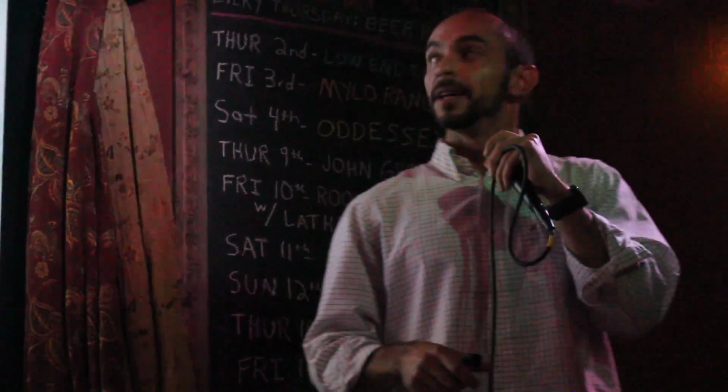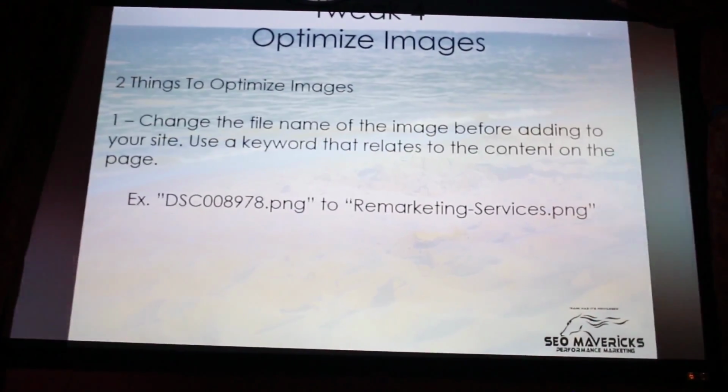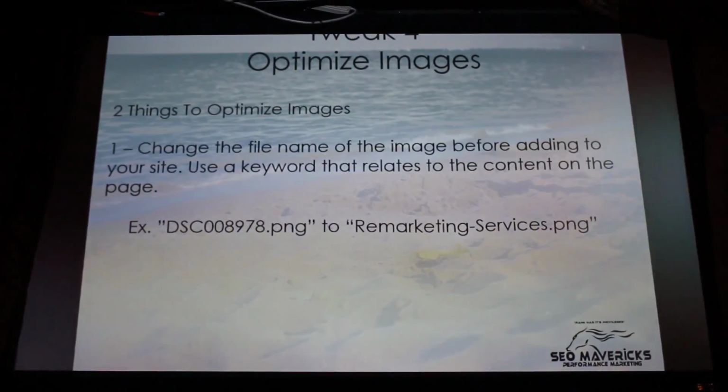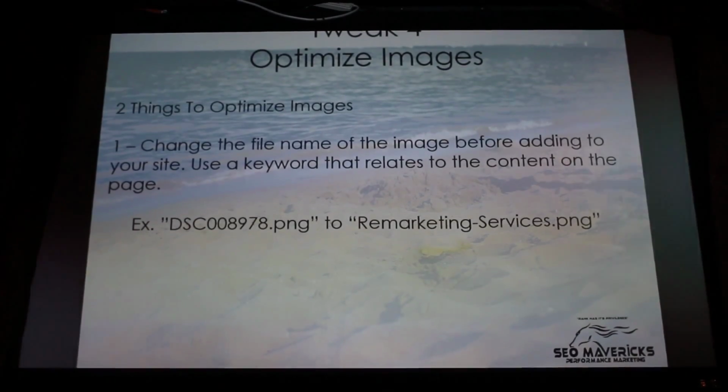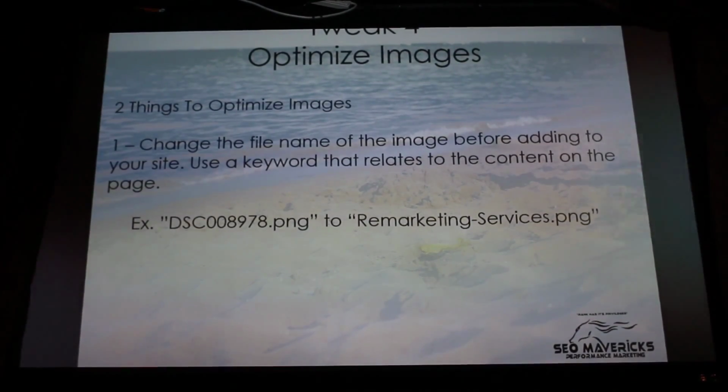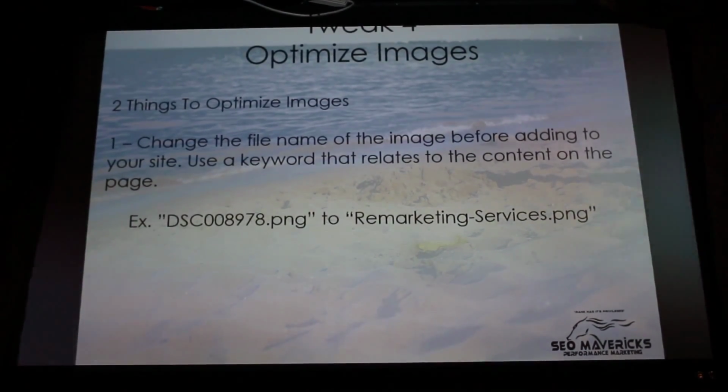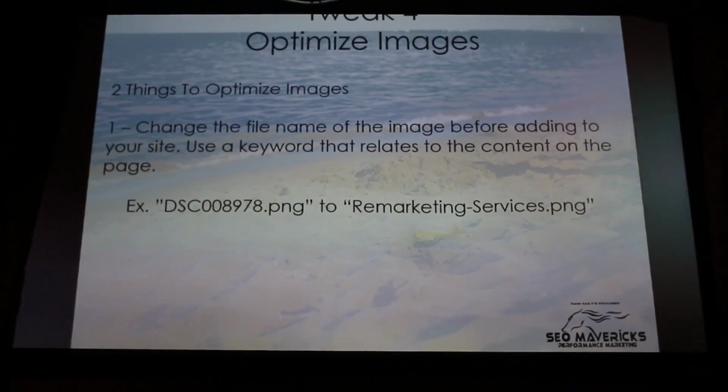The fourth one, which is actually the big one that most companies don't even notice, is optimizing your actual images. Images are real nice, they look real pretty, but Google again cannot see images. They read code. They read your code in the back end. So there's two things that we do to optimize images. The first thing is changing the file name.